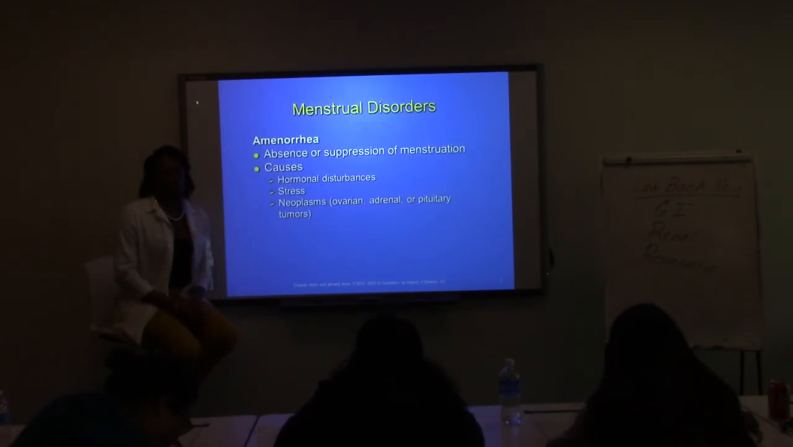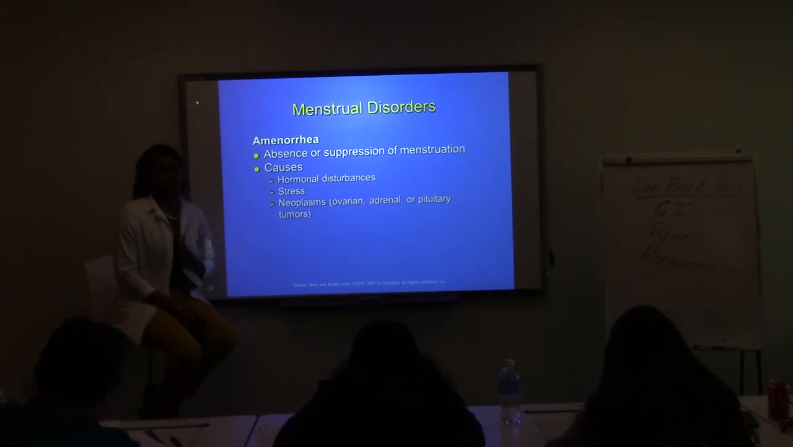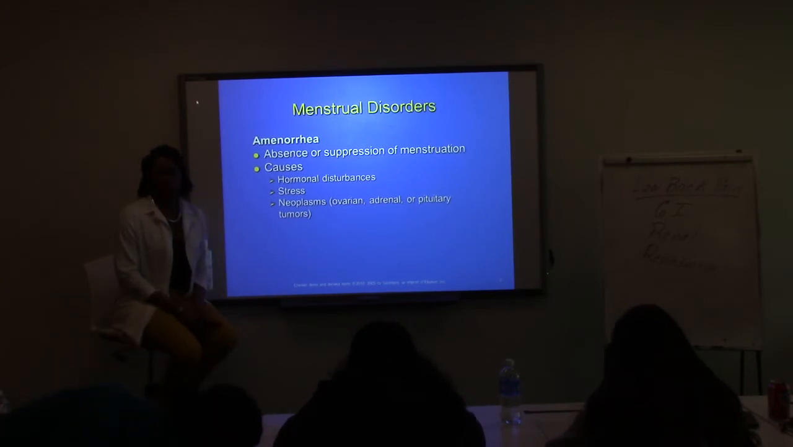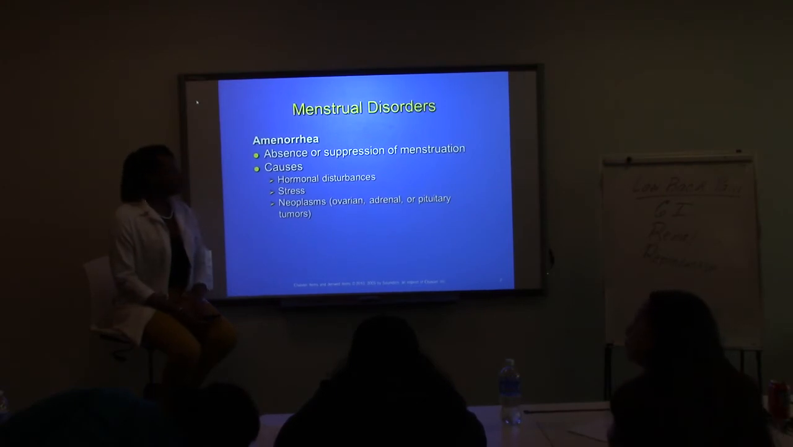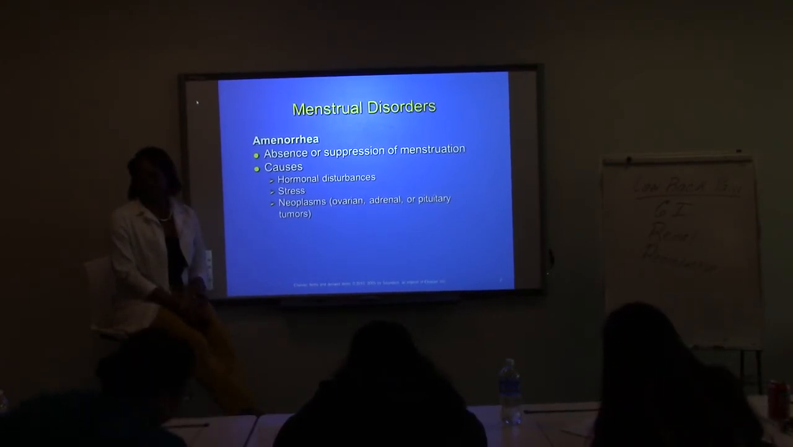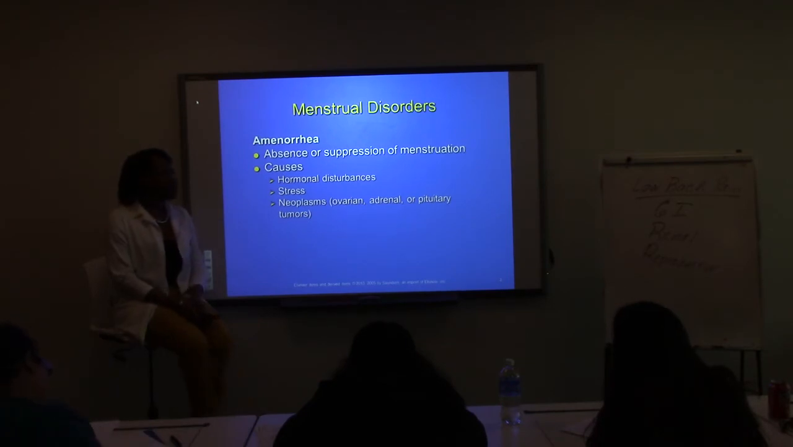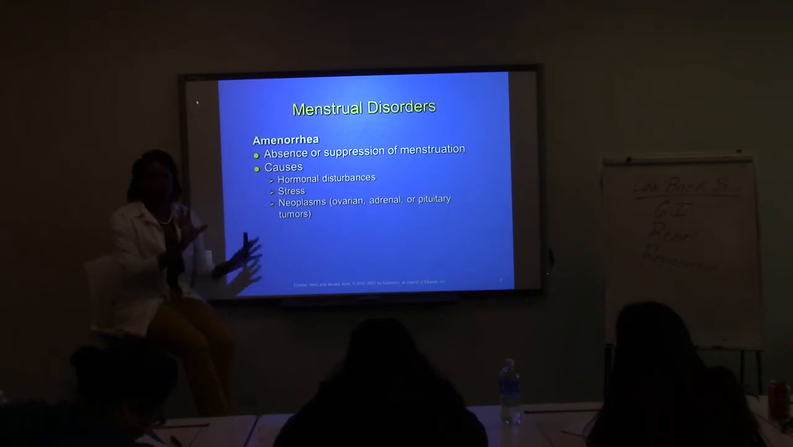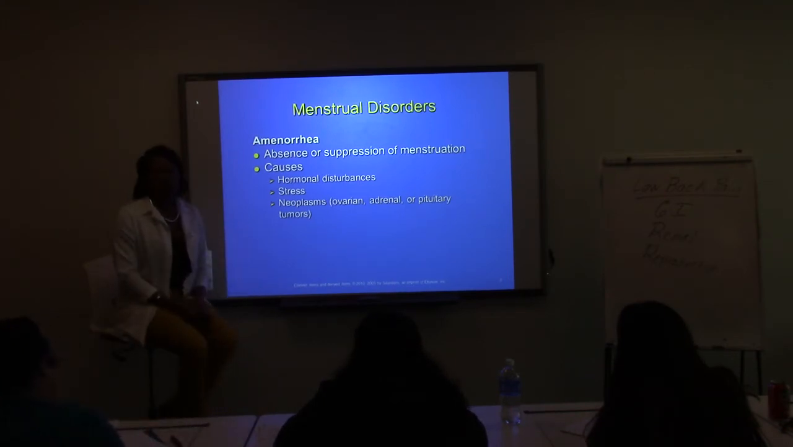Okay, so menstrual disorders. We're going to talk about each and every term of menstrual disorders that can occur. So the first term we have is amenorrhea. A meaning absence, amenorrhea for menstruation. This is when the menstruation stops. That has nothing to do with menopause, but is just the absence of menstruation.